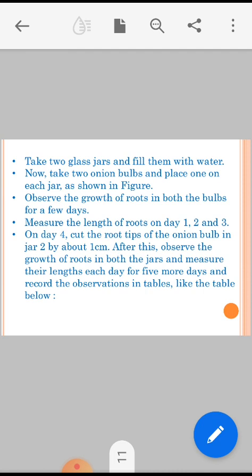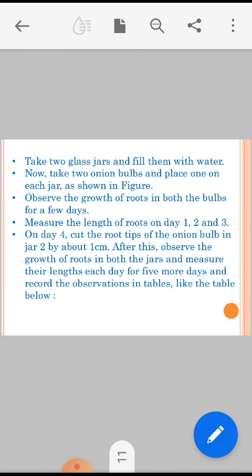Okay, now what you have to do on day 4 is cut the root tips of the onion bulb in jar 2 by about 1 centimeter. In the second jar, we have to cut the root tips by 1 centimeter. After this, observe the growth of roots in both the jars and measure the lengths each day for 5 more days and record the observations in a table.